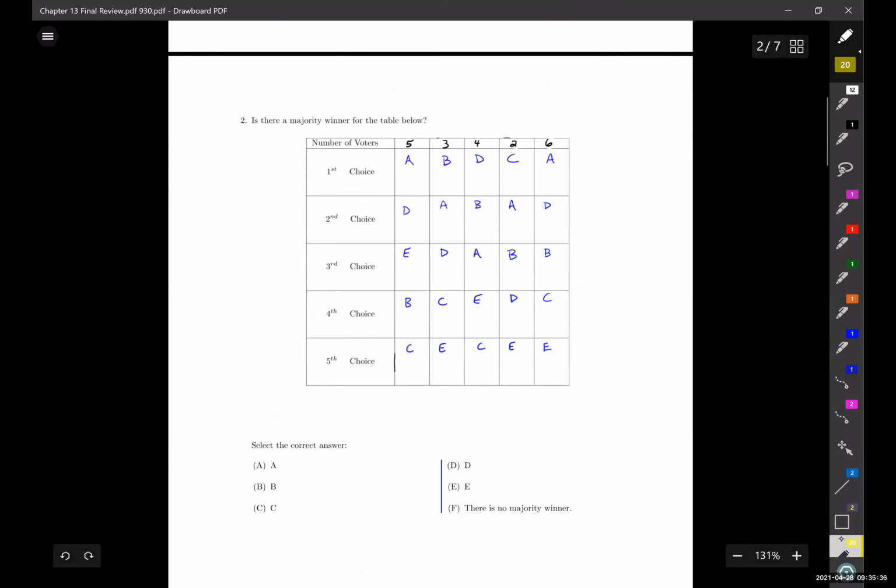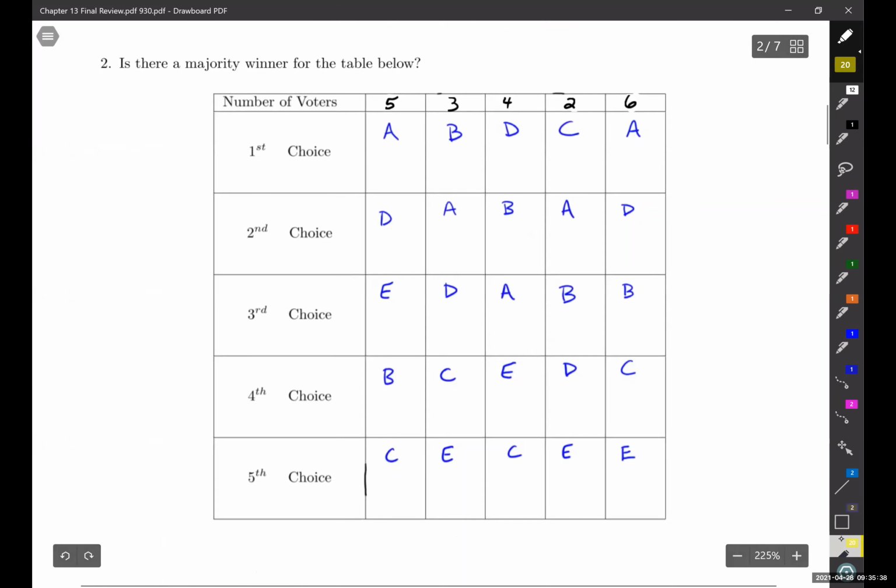Now next up, let's think about which candidate is the majority winner. Remember, for majority, as you're working this problem, first find the total number of votes across any candidate, figure out what is 50% of that, and then see, do any of the first place choices get more than 50% of the vote?